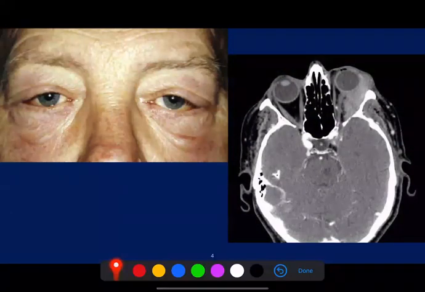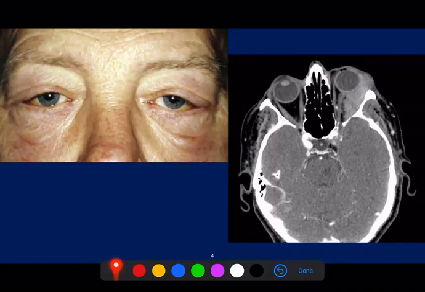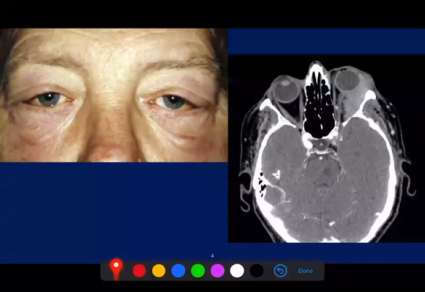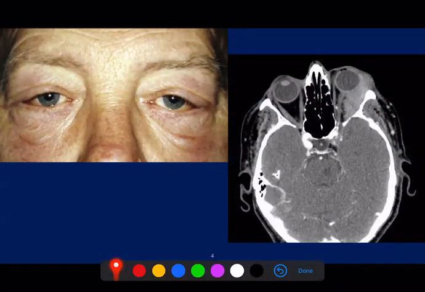Can you describe it? So this is an axial CT scan with contrast showing irregular enlargement of the lacrimal gland extending into the intraconal area. Which window is this? This is a soft tissue window. Excellent.